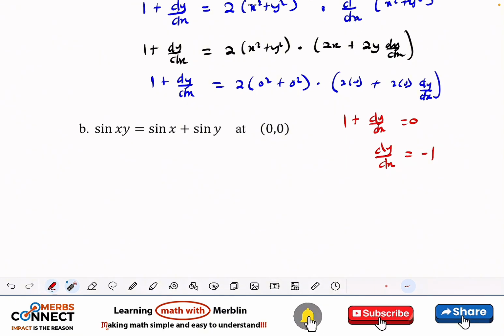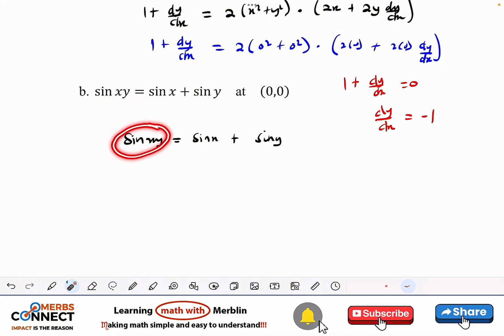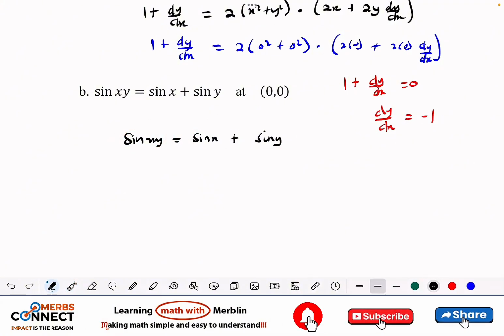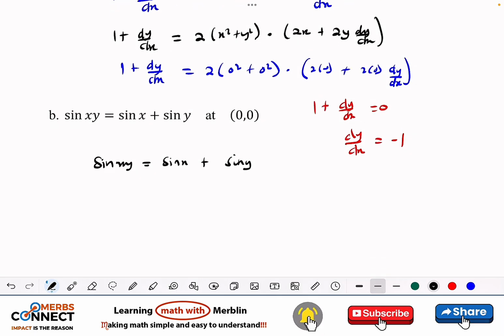Let's look at the second one here. They've given us sine xy, which is equal to sine x plus sine y. So same thing, differentiate this with respect to x, differentiate this with respect to x, because we are finding the slope, and we know that the slope that they are talking about here is dy over dx. So that is the slope. So let's go through the process.